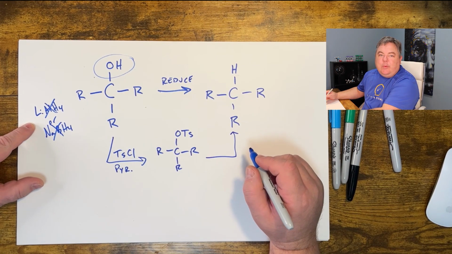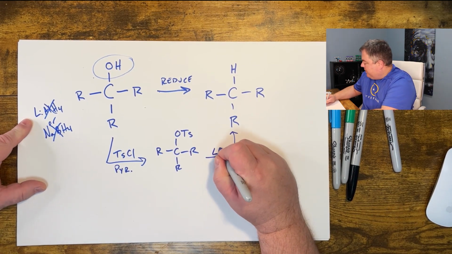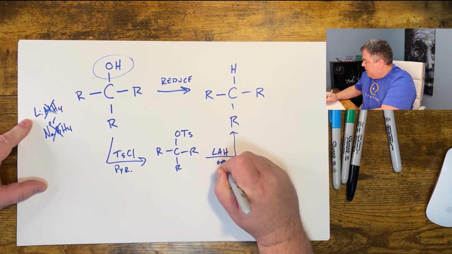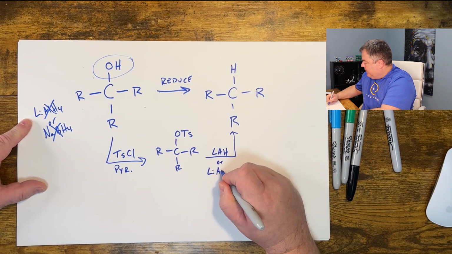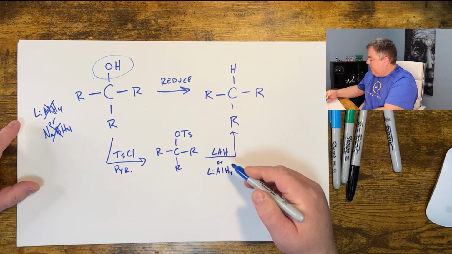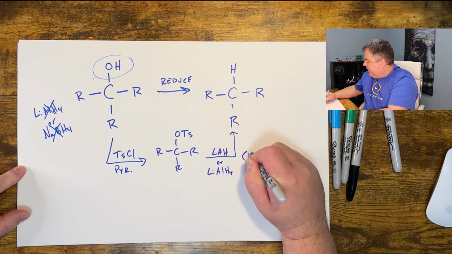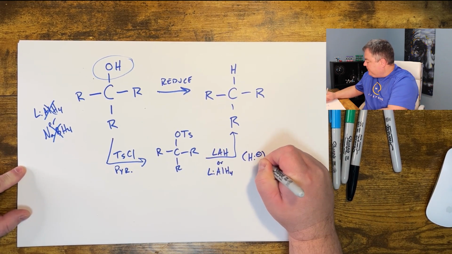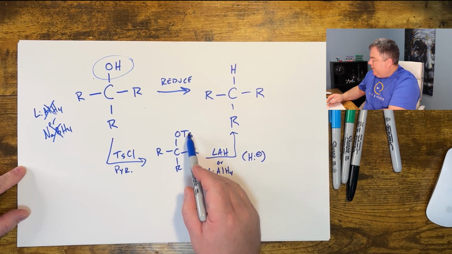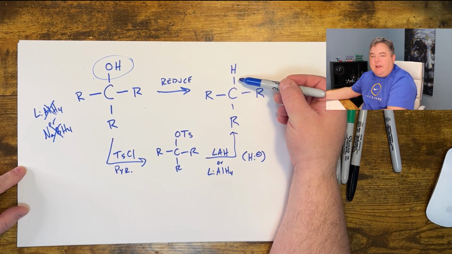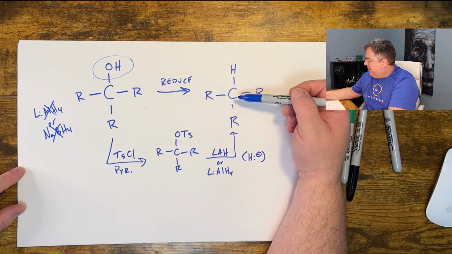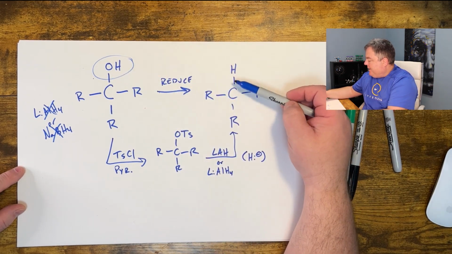Then we add a good reducing agent like our LAH. That can be written LAH or lithium aluminum hydride. Those are the same thing. And the LAH is a source of hydride. That hydride replaces the OTs and makes our reduced compound, replaces the OH with a hydrogen.